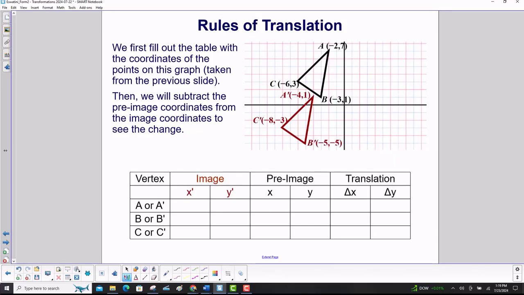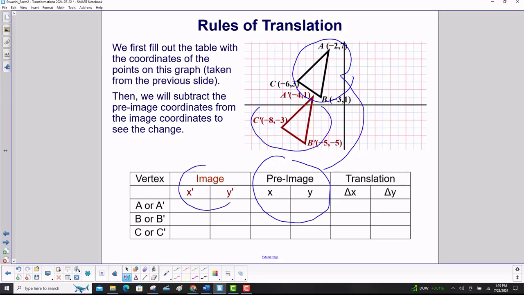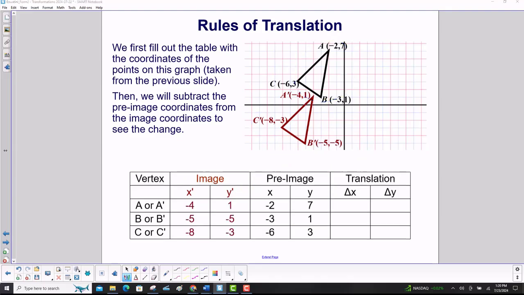We will first fill out the table with the coordinates of the points on this graph, which is taken from the previous slide. Then we will subtract the pre-image coordinates over here, again the color matches this guy, from the image coordinates down here, and that's right over here, x prime and y prime, to see the change.